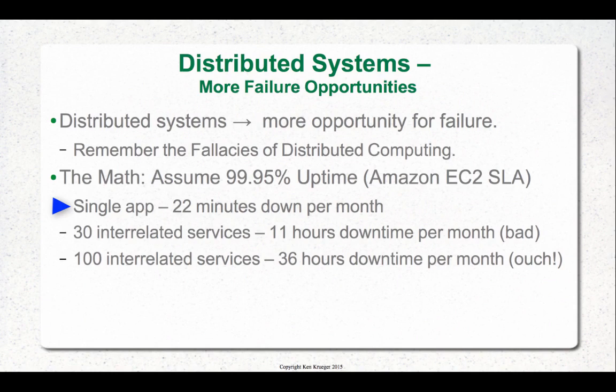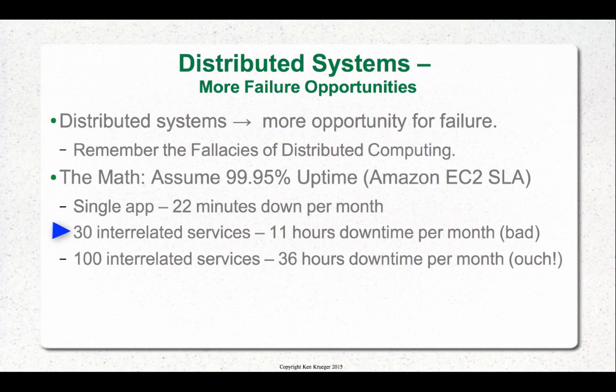Now, technically, if you read the fine print very carefully, you could have more downtime than that because of the way that Amazon calculates downtime. But for our purposes, this is fine. And you can imagine that a monolithic application, like our Etsy example, is well protected by simply running multiple instances behind a load balancer. It's very unlikely that the same 22 minutes would affect multiple instances at the same time.